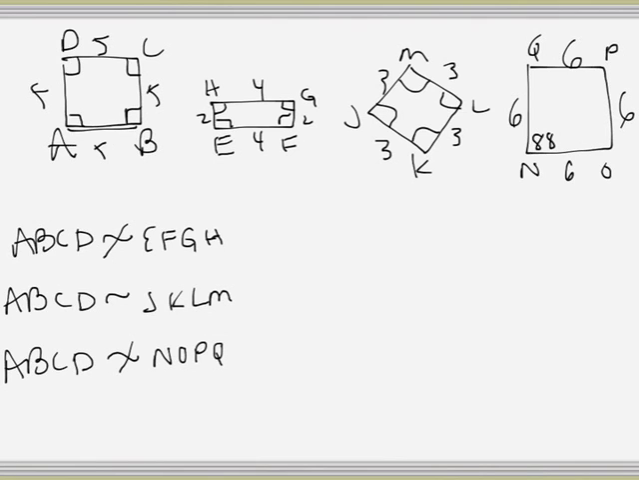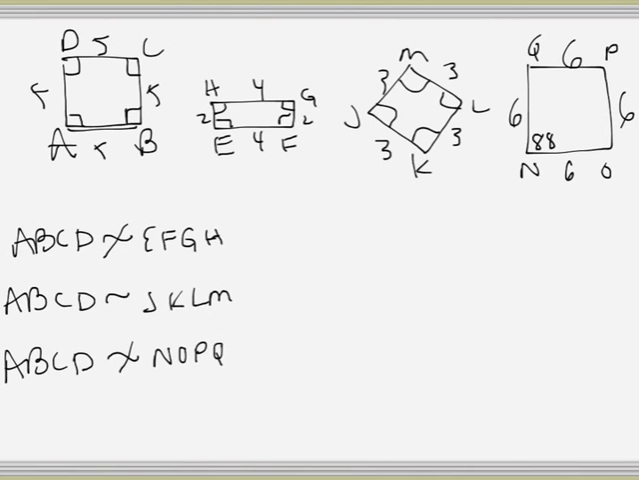So that symbol is similar, and similar with a slash through it means not similar. So it is not enough to just check and see if the angles are congruent, and it is not enough to just check and see if the sides are in proportion. You have to check both of those characteristics to determine if two figures are going to be similar to each other.